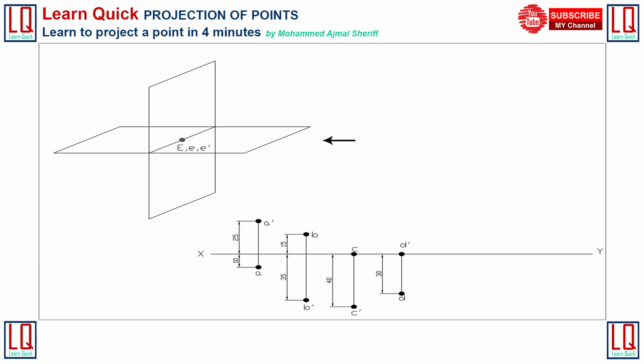Next, point E is placed in both HP and VP, that is in XY line. In this case, in both front view and top view, we obtain the projection in XY line itself.